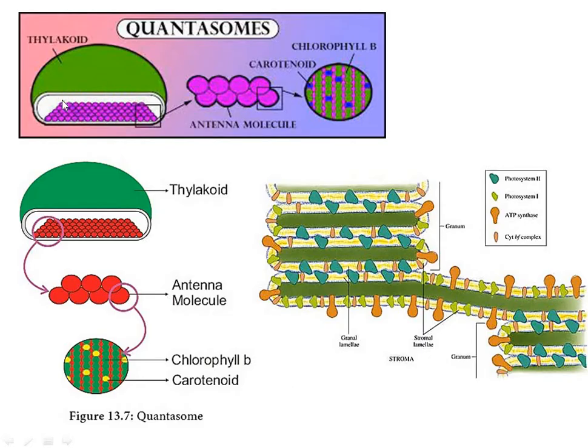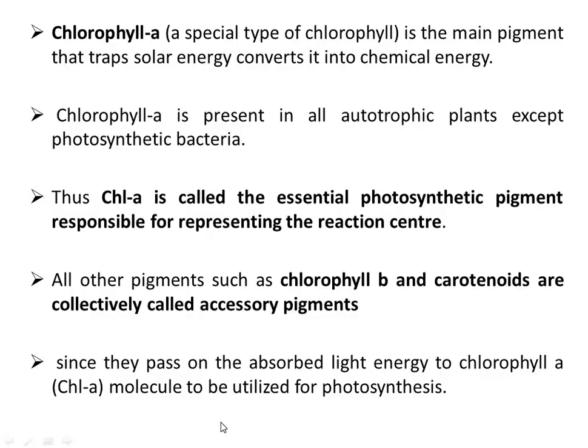So this is the structure of the thylakoid membrane, where a number of photosynthetic pigments are present, which are called the antenna complexes, where they can harvest the light energy. The carotenoid is the blue colored one, this is chlorophyll B, pink color, and the green color is chlorophyll A.